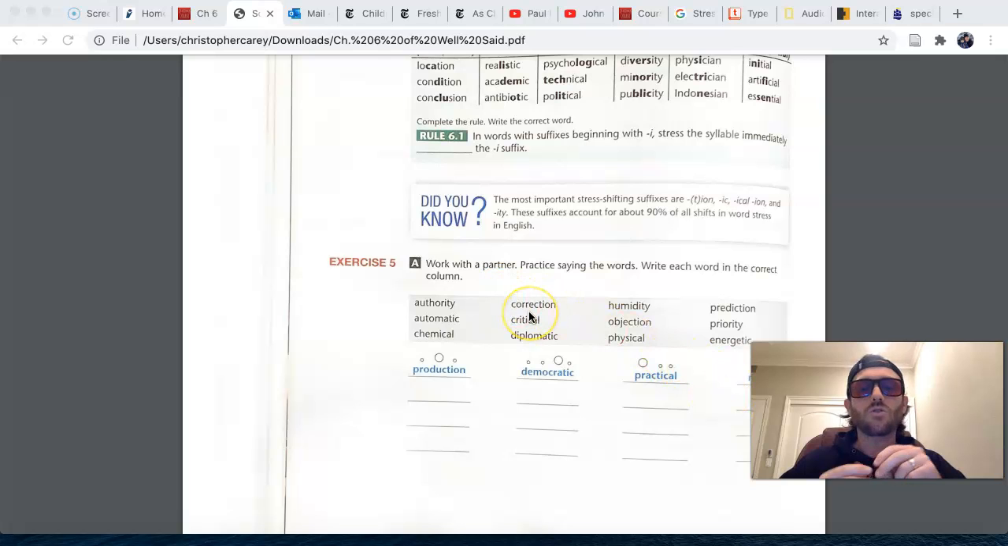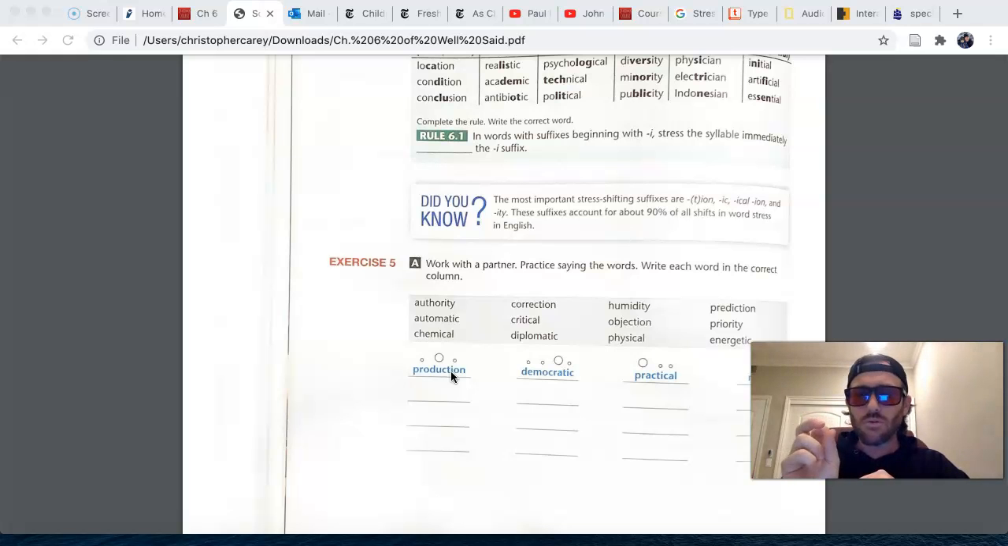Next one, correction. Correction has 3 syllables, 3 vowel sounds. Correction. Middle syllable is the strongest, and it's the one that comes right before the suffix. So that would go in this category. So practice those a few times.